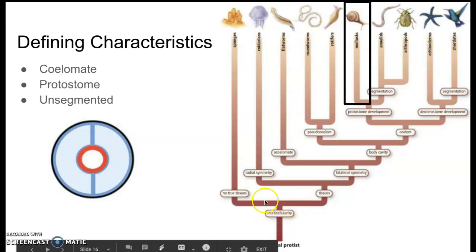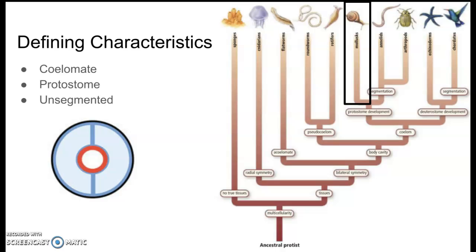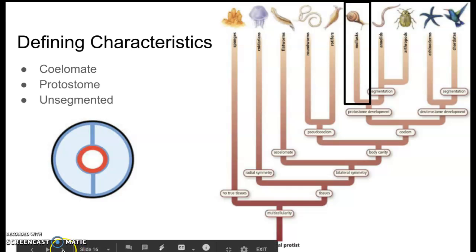But by far, look at all the complexity that we have achieved. These are probably the first, most complex organisms because of becoming coelomates. They're most likely to have been the first coelomates ever made.